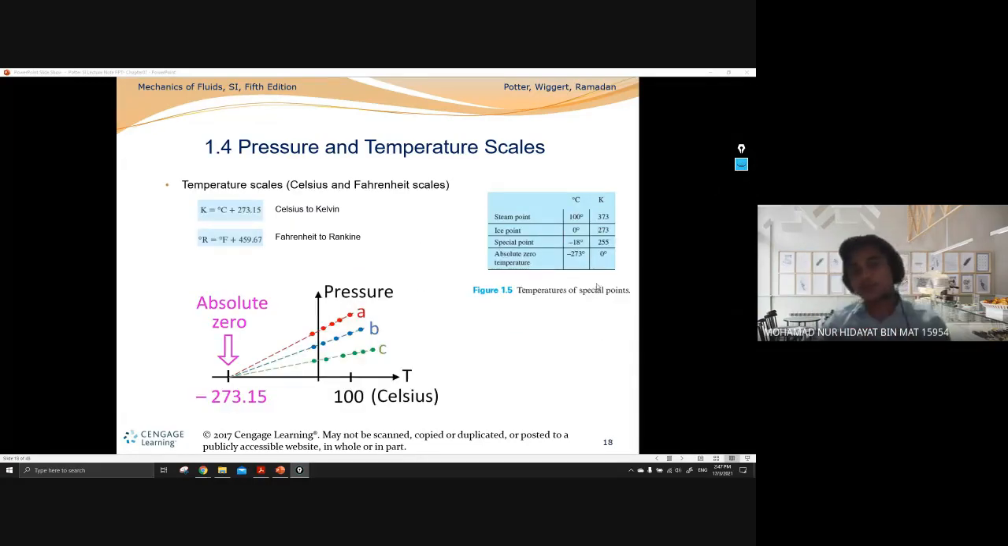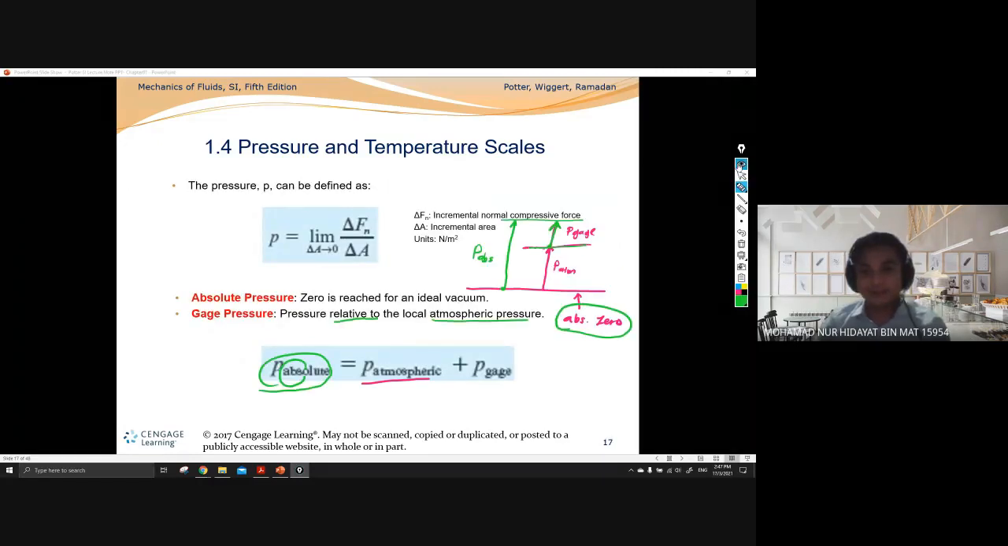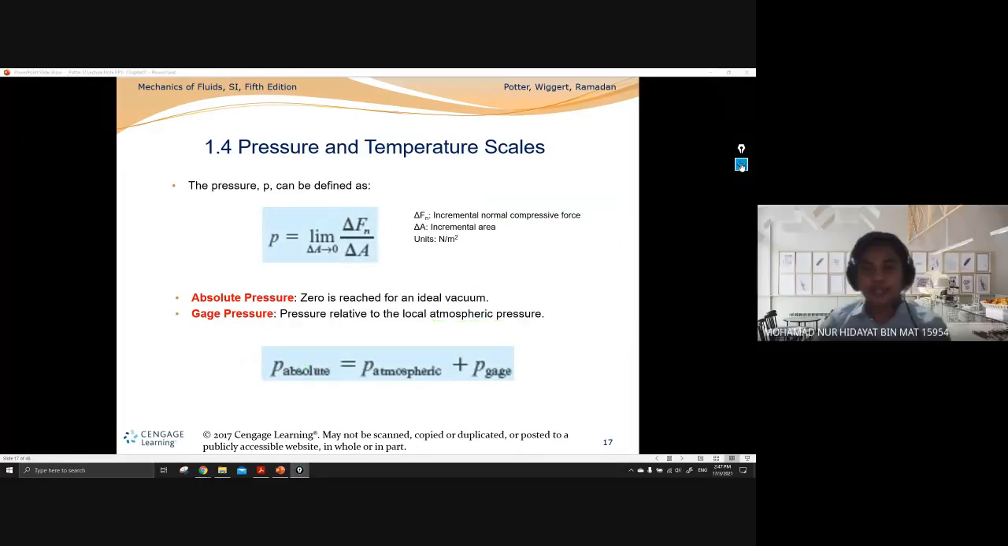Okay, so we go to the temperature. Previously I talked about the absolute zero, right? Yes, doctor. Okay, what is the absolute zero? Again.